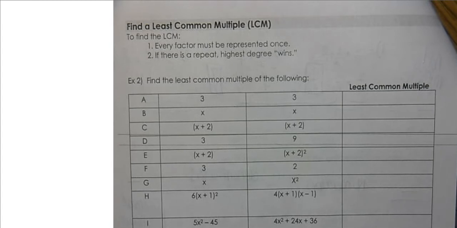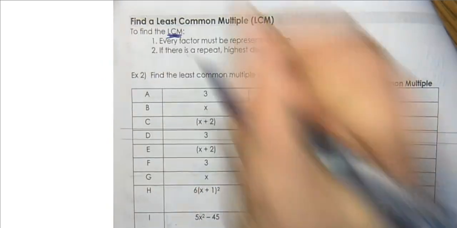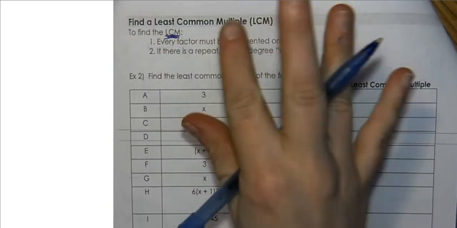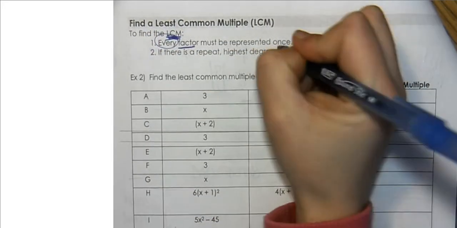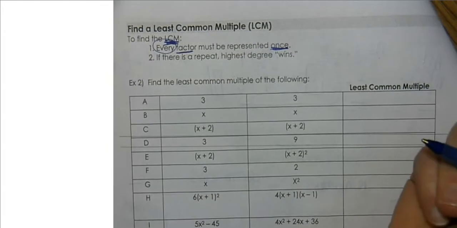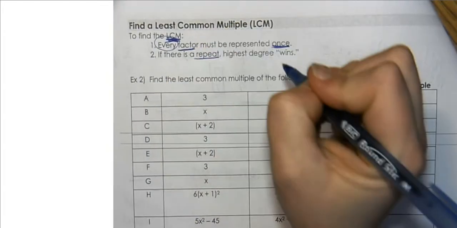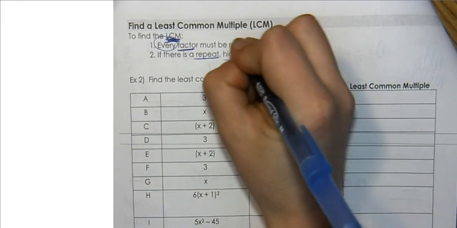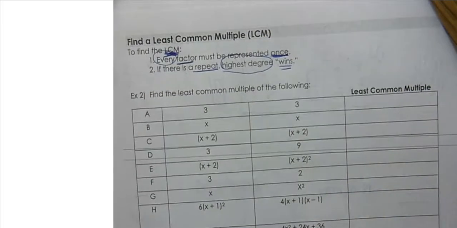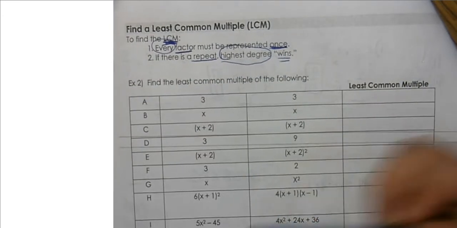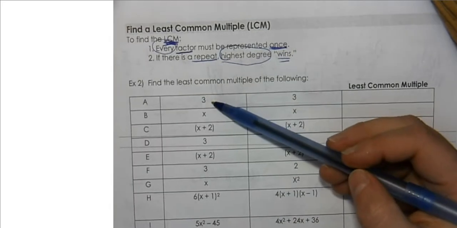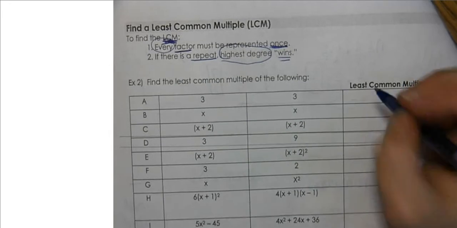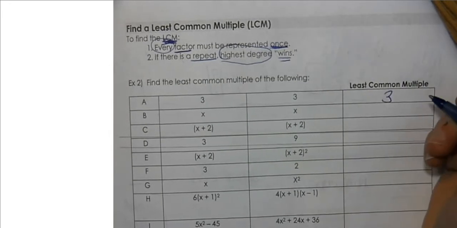Now, in order to find a least common multiple, here are my rules, and they're in layman's terms. Every factor must be represented once, only once. And if there is a repeat, then whatever has the highest degree automatically wins and will be part of your least common multiple. So pretend as if all of these expressions are denominators. Let's say this was like 1/3 and 1/3. Our common denominator would be a 3. That's your least common multiple.